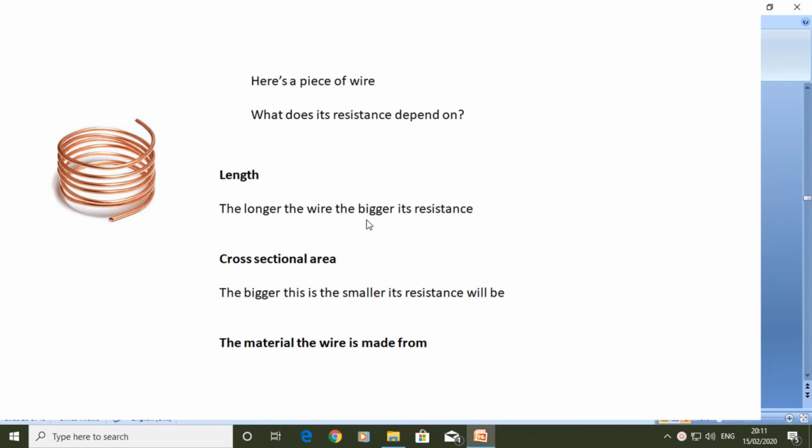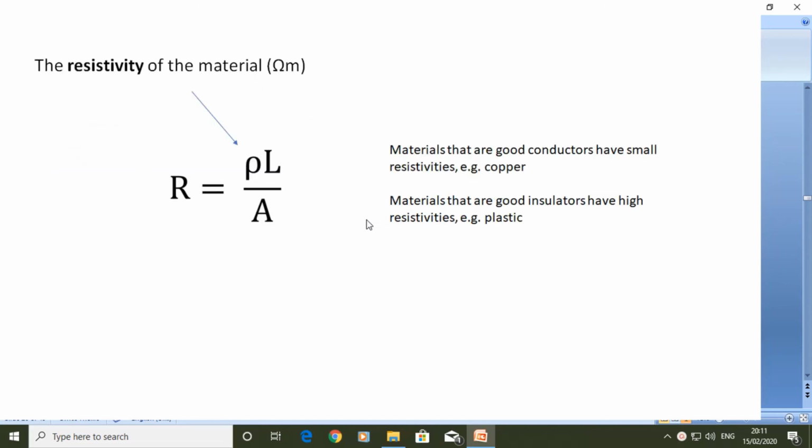And then the last thing is the material that the wire is made from. And there is a property of the material which we call its resistivity. Now, some materials are very good conductors because they have lots of mobile charge carriers, such as copper, and they will have a very small resistivity. And then some materials are very good insulators because they don't have very many mobile charge carriers, and they will have very high resistivities, for example, plastic.